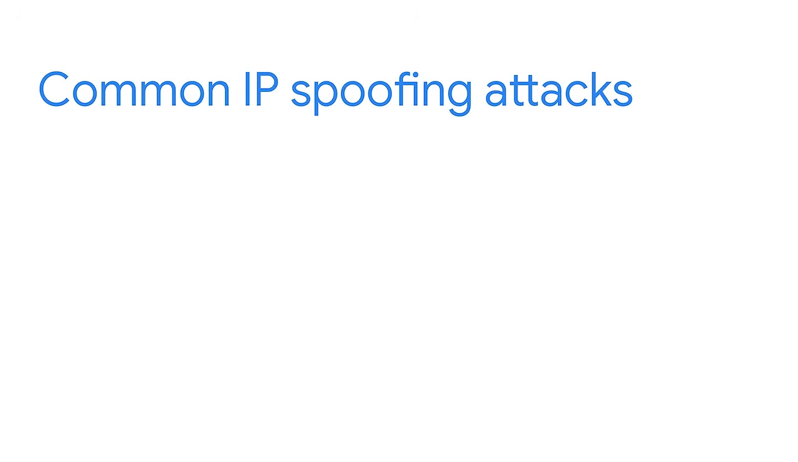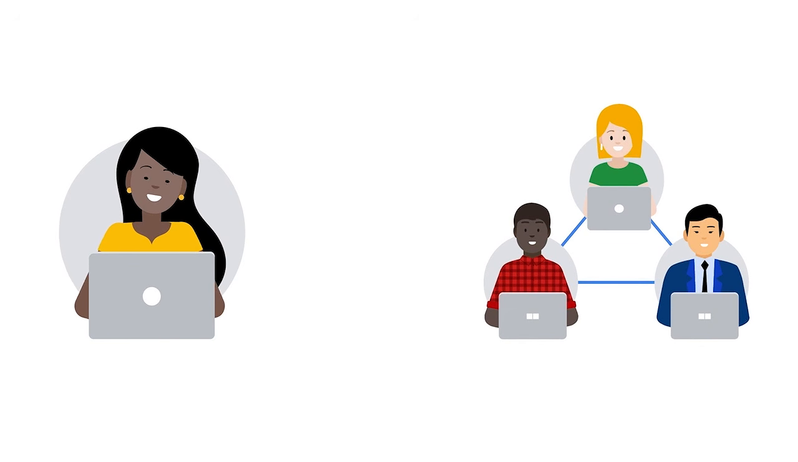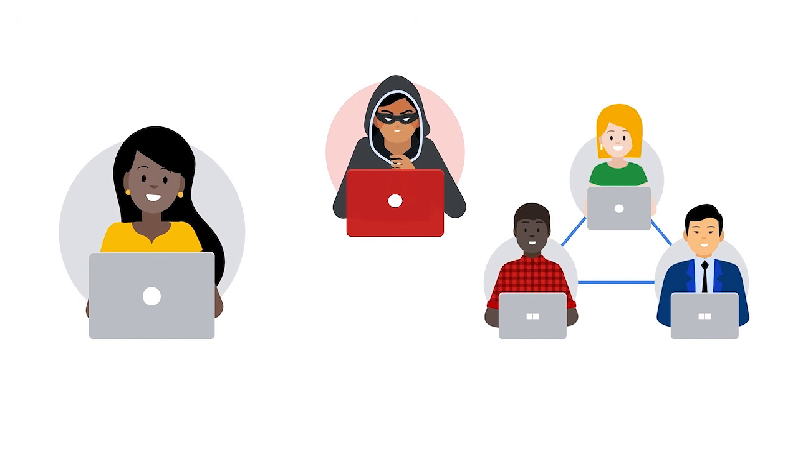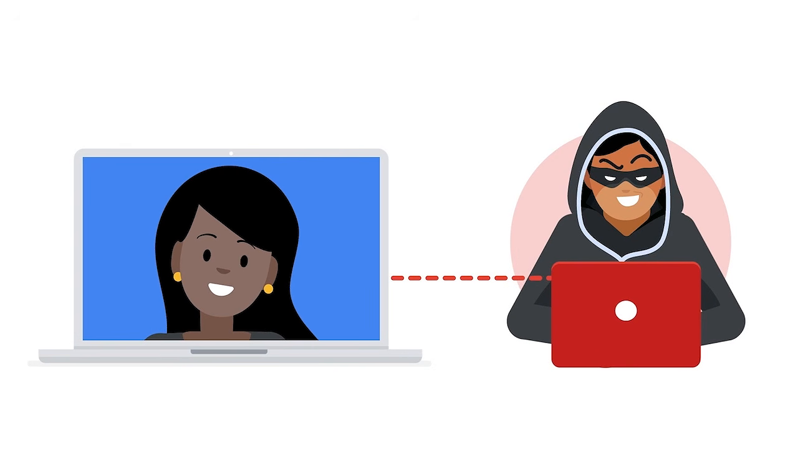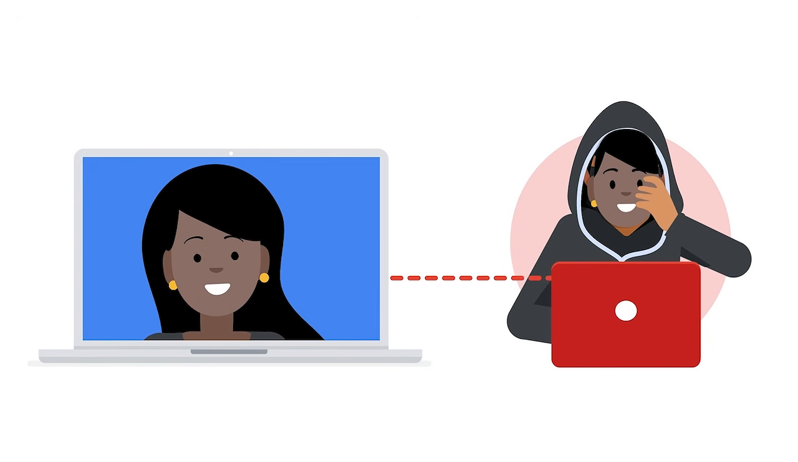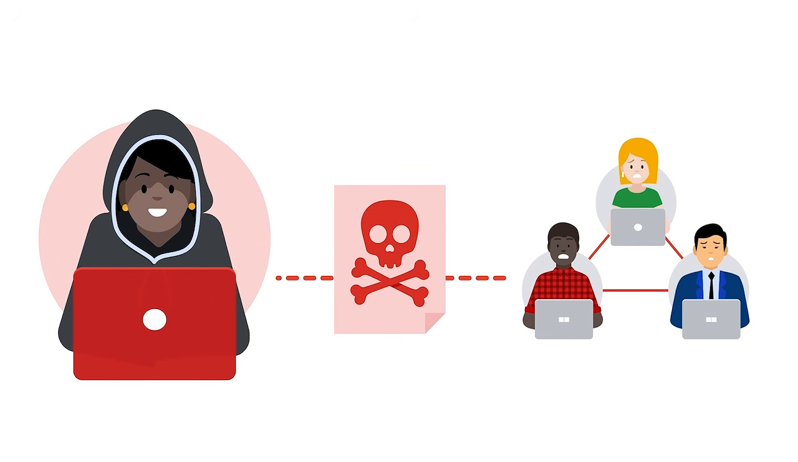Some common IP spoofing attacks are on-path attacks, replay attacks, and Smurf attacks. Let's discuss these one at a time. An on-path attack is an attack where the malicious actor places themselves in the middle of an authorized connection and intercepts or alters the data in transit. On-path attackers gain access to the network and put themselves between two devices, like a web browser and a web server. Then they sniff the packet information to learn the IP and MAC addresses of the two devices that are communicating with each other. After they have this information, they can pretend to be either of these devices.